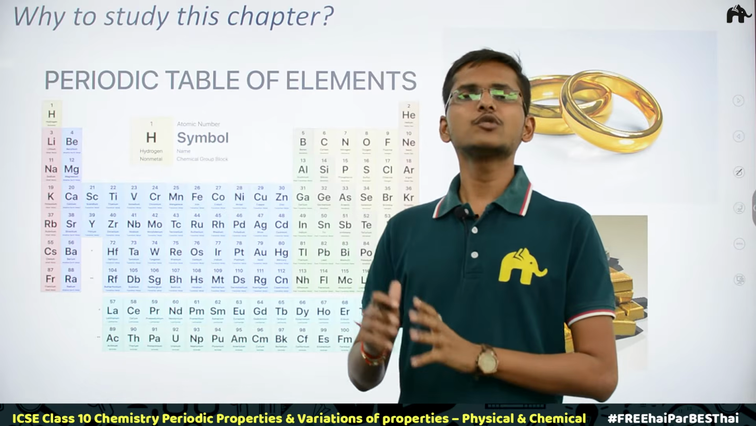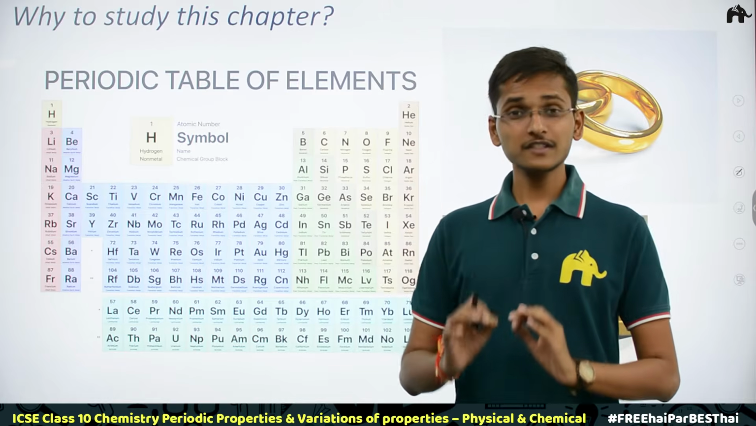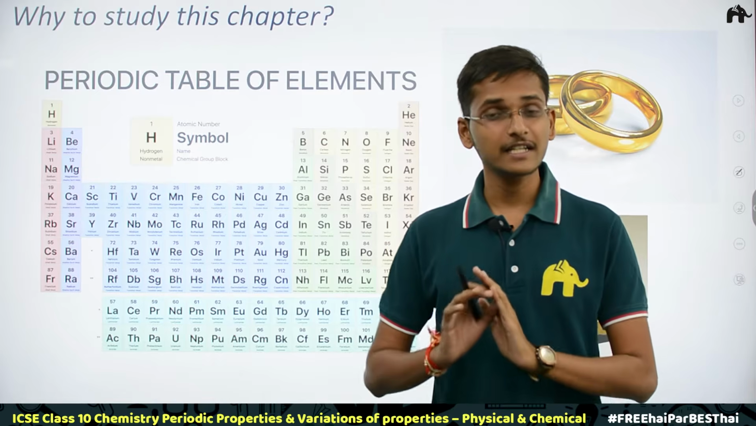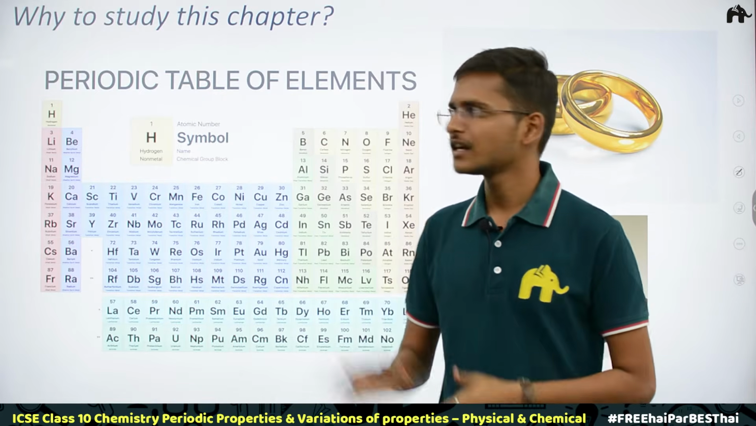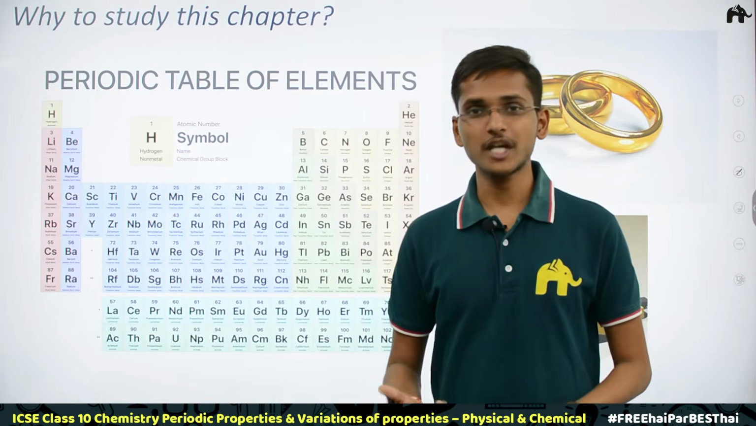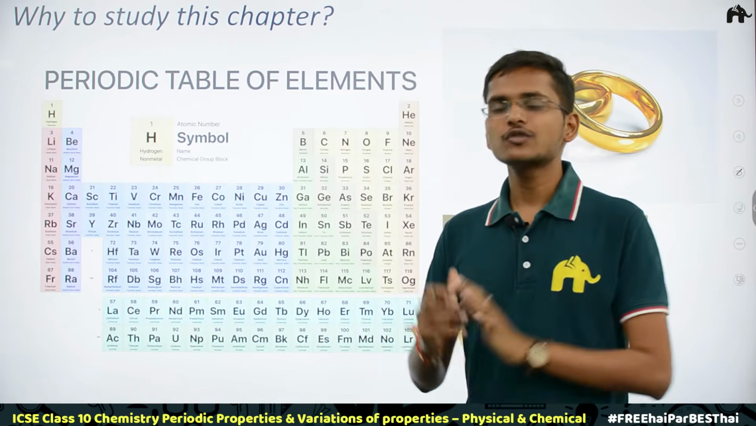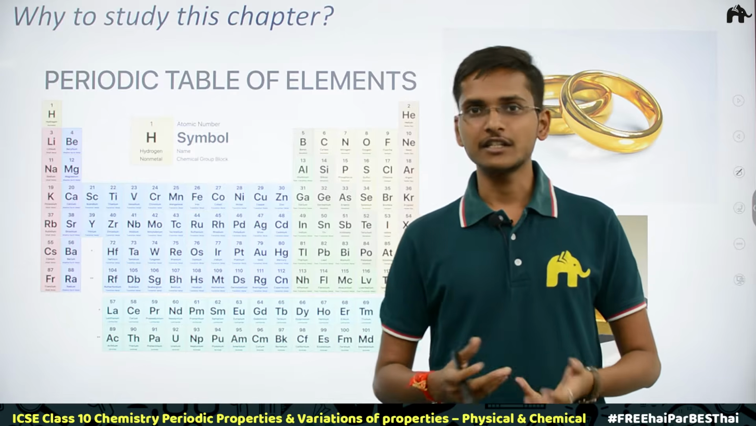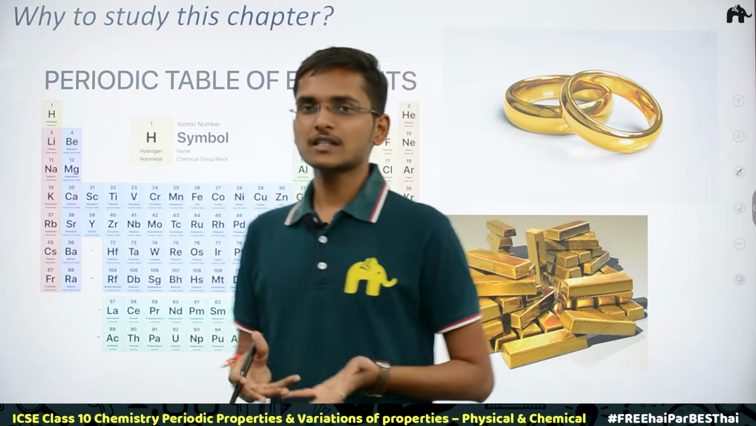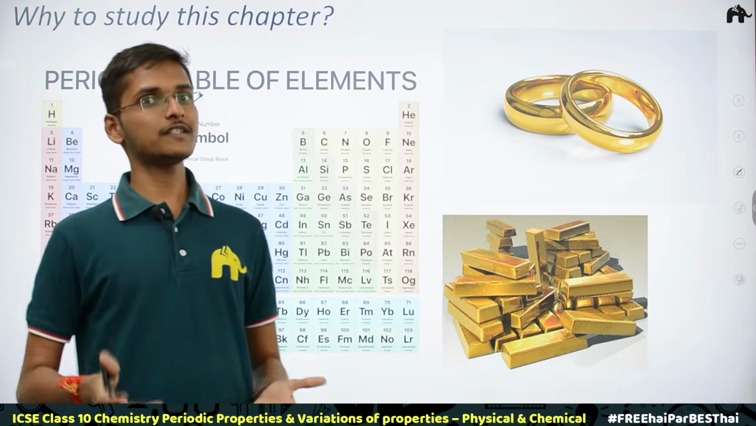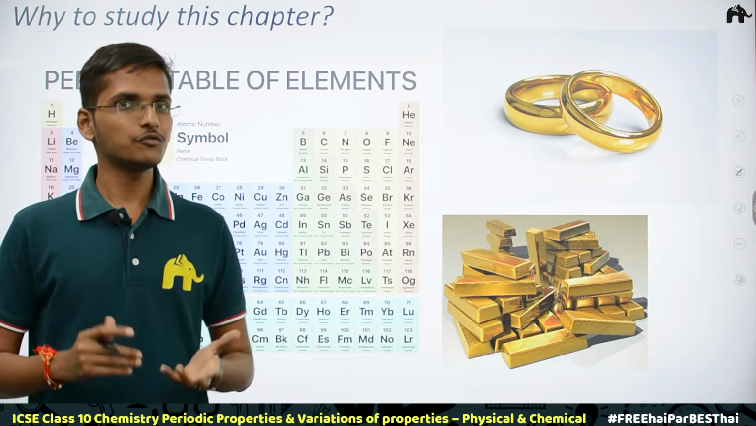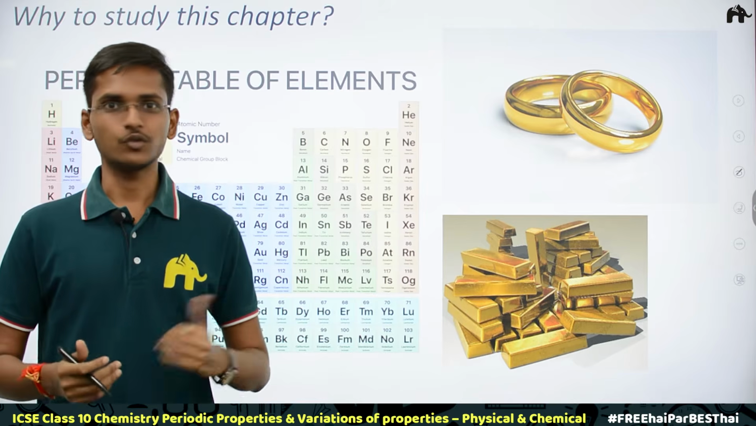So, before starting to learn this chapter, let's move on to the first and foremost question which should arise in every student's mind before learning any chapter in this world, and that is why to study that particular chapter. In this chapter, we are going to study the periodic table in detail, as well as the periodic properties and their variations. So why on this earth are we going to study this? Let me tell you an interesting application so that you would feel interested and enthusiastic to learn this chapter.